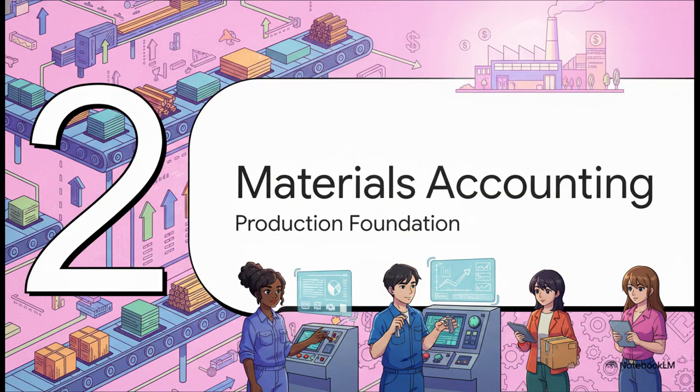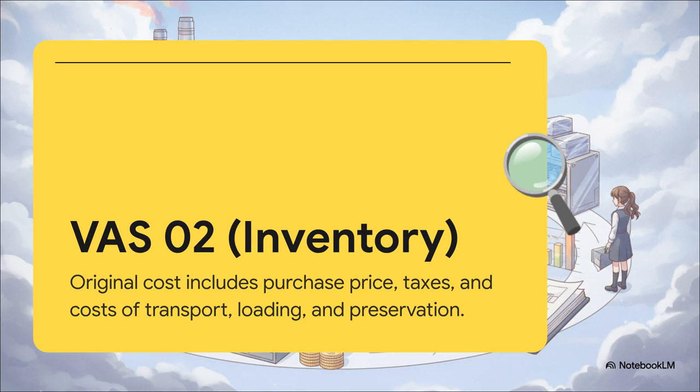Moving right along to Section 2, Accounting for Materials, the foundation of production. Okay, so a hugely crucial concept here is the Vietnamese Accounting Standard Number 2, or VAS 02. It dictates a very strict rule. Inventories absolutely must be calculated at their original cost. But I need you to pay close attention to this because original cost is not just the basic sticker price you see on an invoice.